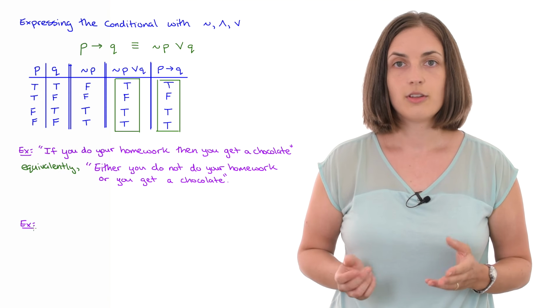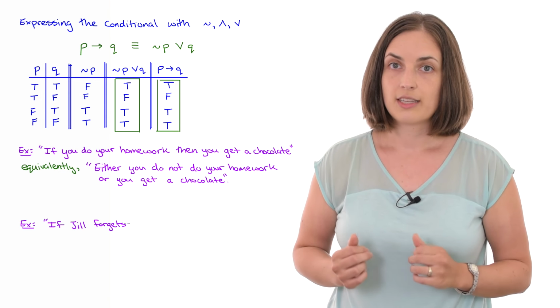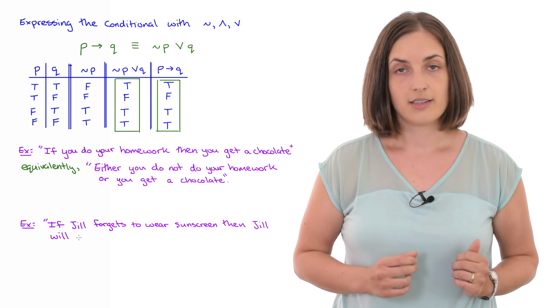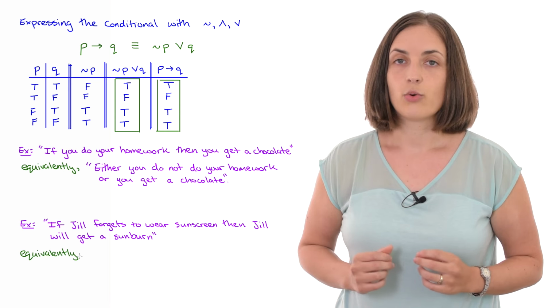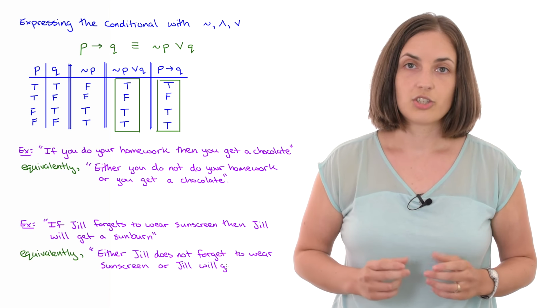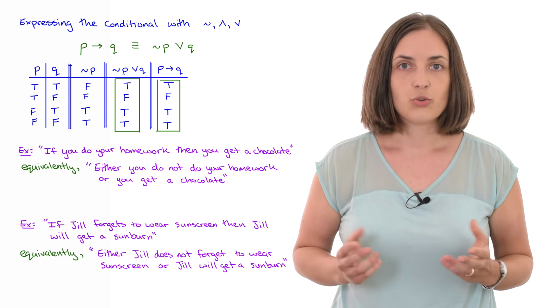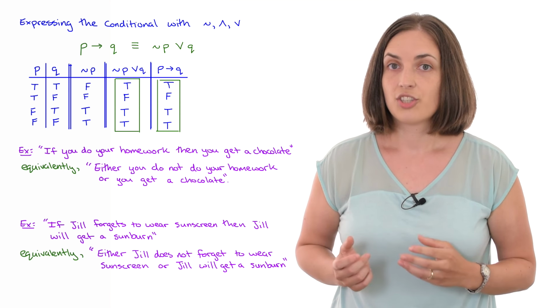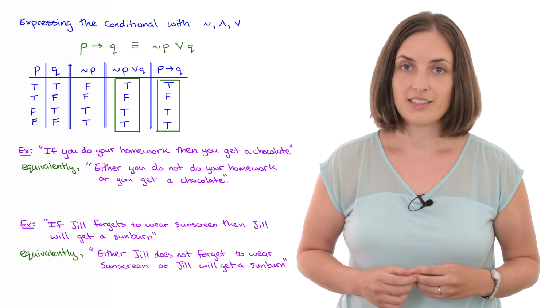As another example, the statement, if Jill forgets to wear sunscreen, then Jill will get a sunburn, is logically equivalent to the statement, either Jill does not forget to wear sunscreen or Jill will get a sunburn. In English, we would often say this as either Jill remembers to wear sunscreen or Jill will get a sunburn.